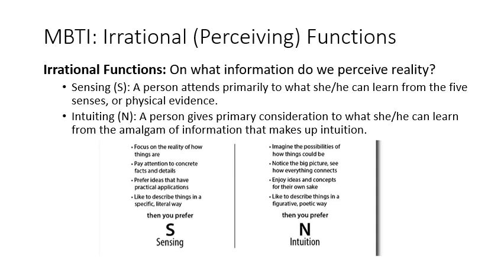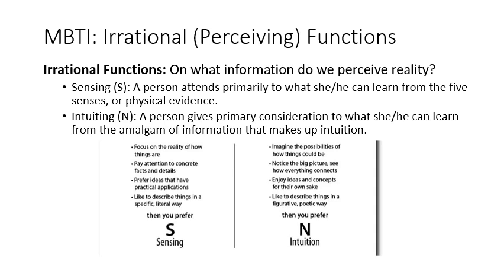Your irrational or perceiving functions, related to this letter P, are how you take in information, how you perceive what's in the world around you. You perceive it through your senses, paying most attention to what you can learn from the 5 senses or the physical evidence around you, or more through intuiting, giving consideration to what you can learn from all the information and listening to that amalgam that's created through interactions in your unconscious and what you know.